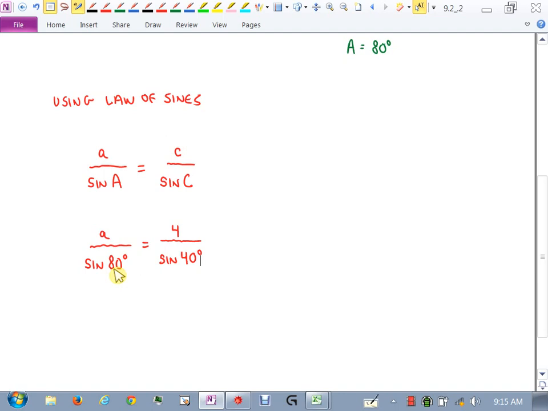Now, 80 degrees, that's an angle. We can take sine of 80 degrees, but it'll require us using our calculator. Sine of 40 degrees, it'll require the calculator, right? Those are not common angles. And so at this point, we're going to break our calculator out for most of the problems we do today. So watch what I do here. I'm going to get a by itself, little a. I'm going to multiply both sides by sine 80.